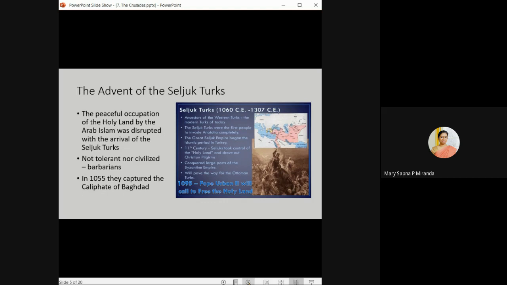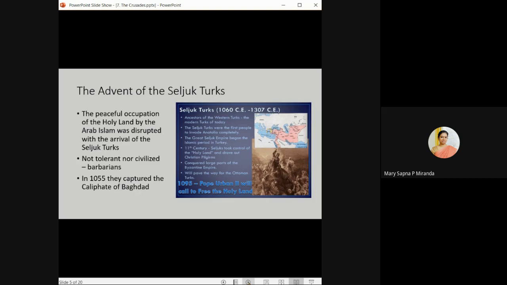And who are these Seljuk Turks? They are people from Western Turkey, the ancestors of the modern Turks of today. They were the first people to invade the Anatolia Plateau, and this great Seljuk Empire began the Islamic period in Turkey. By the 11th century, they took control of the Holy Land and drove out the Christian pilgrims. They conquered large parts of the Byzantine Empire and later paved the way for the establishment of the Ottoman Empire.